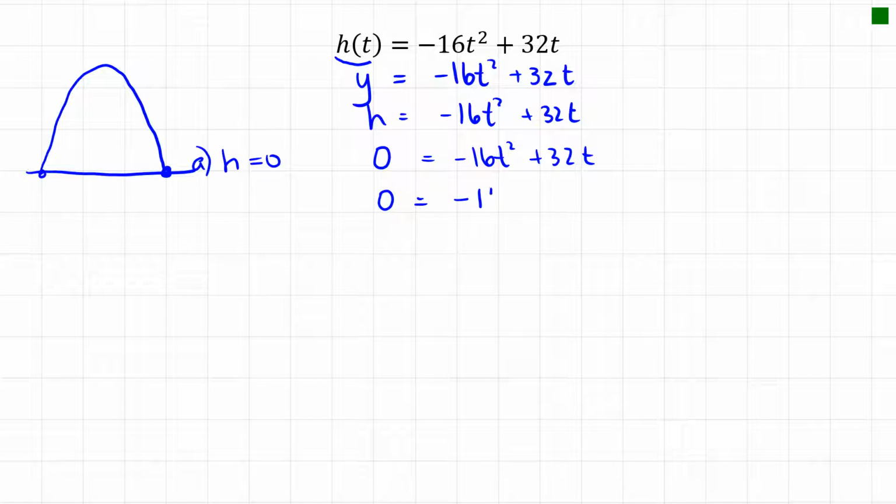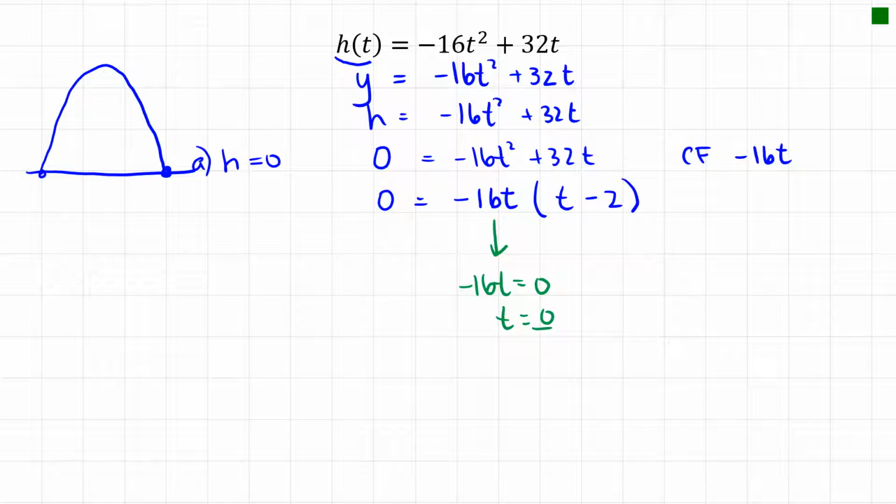So I take out the negative 16t, it's a common factor of negative 16 times t, and that leaves me with t minus 2. I'm using the zero product rule here to solve each of these two individual pieces. Negative 16t has to equal 0, so t equals 0 over negative 16, which means that t equals 0 seconds. The second bracket, t minus 2 equals 0, so t equals 2. So it's going to be on the ground at the start and when time is 2.